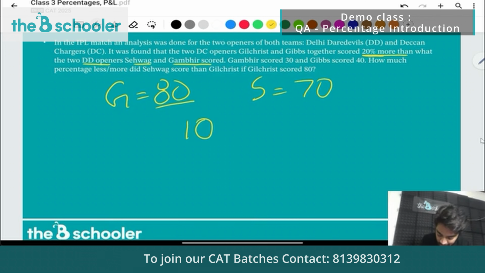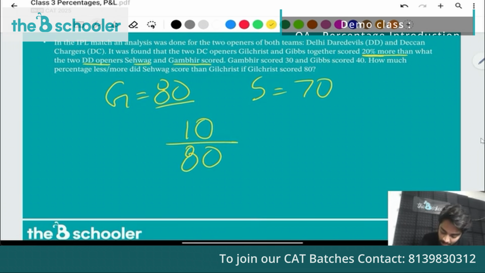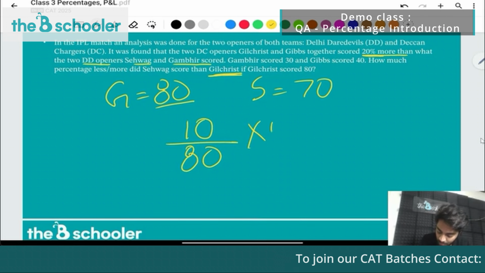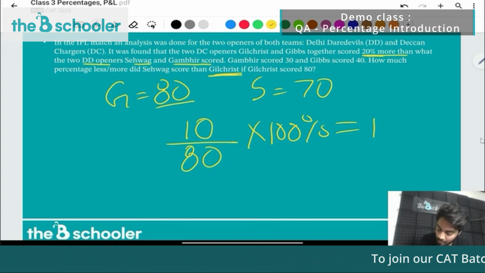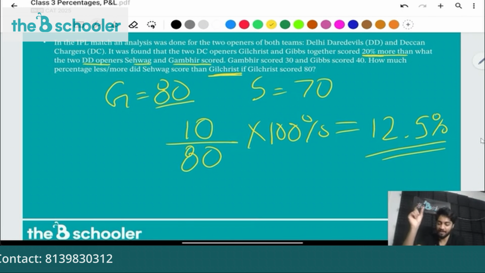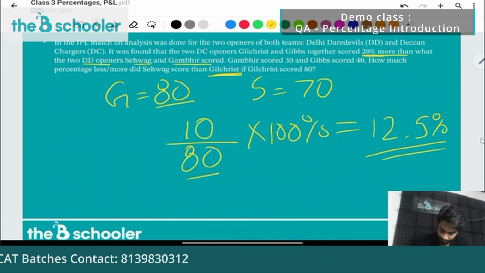10 runs less than Gilchrist, divided by 80, because we are comparing with Gilchrist score, so the base has to be Gilchrist score. 10 by 80 into 100 percentage, which by now, the moment you see this, you should be able to write it as 12.5 percentage. Is that clear? Is this clear now? Always, with what you are comparing, the base has to be the denominator here. Okay.